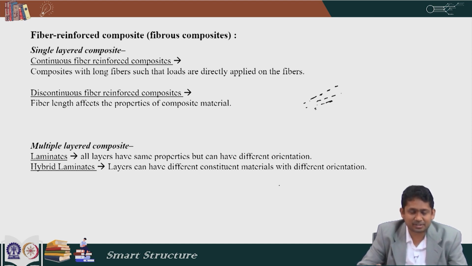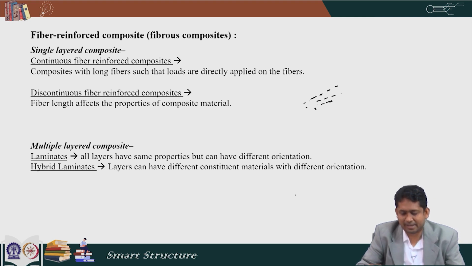In multiple layered composites, there can be hybrid laminates. So, in a hybrid laminate, the properties of the constituents can be different as we go layer by layer, and at the same time the orientation of the fiber can also be different. Whereas, if it is not hybrid, the material properties, the constituent properties, are the same layer by layer, but the orientation can be different.